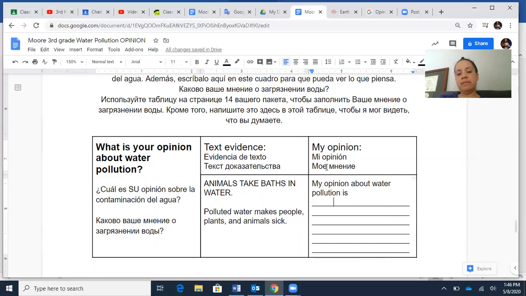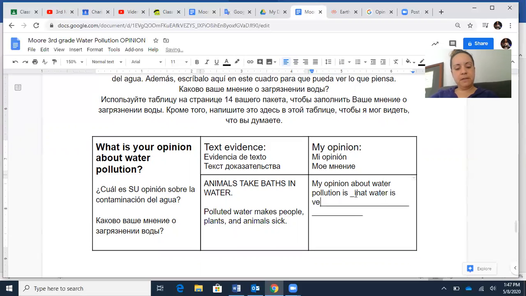So now I'm going to come in this box and say, what is my opinion? My opinion about water pollution is, let me think. Well, I think that water is very important to plants and animals. So that means it's important to keep it clean and not polluted. What do you think? Well, I'm going to write here. So my opinion about water pollution is that water is very important to people and animals.